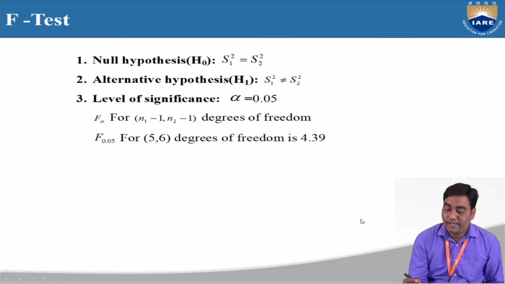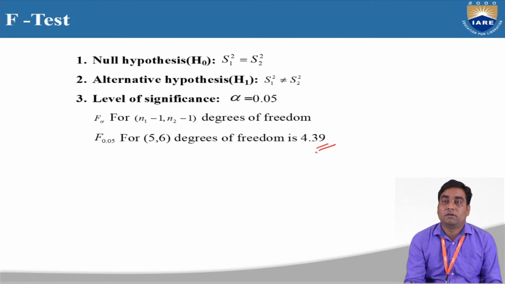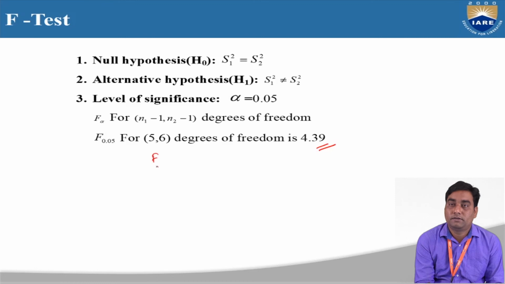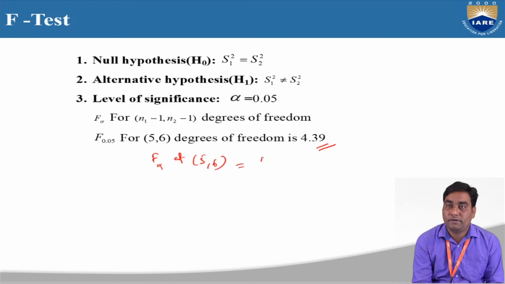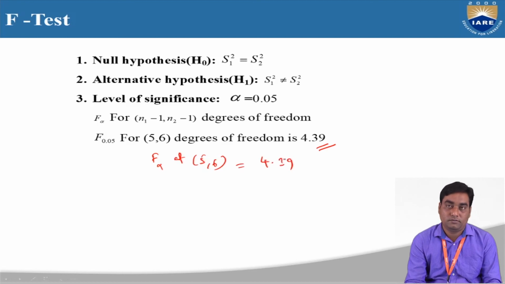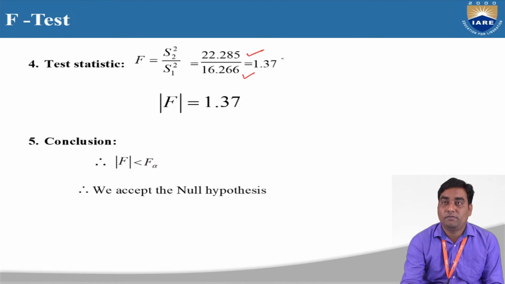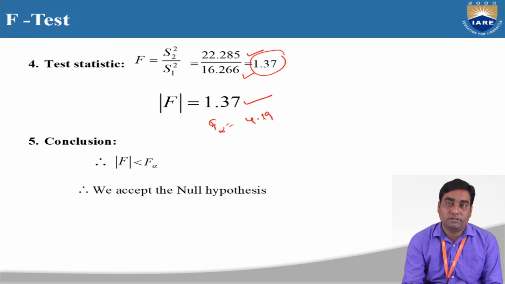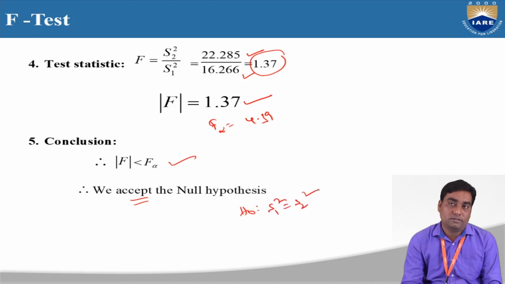That value we have taken here. F alpha at 5, 6 degrees of freedom is 4.39, the tabulated value. So we got 1.37. Mod F we have taken as 1.37, and F alpha we have chosen from the table is 4.39. So mod F is less than F alpha. According to this procedure, we accept the null hypothesis. We are accepting the null hypothesis, which means S1 square equals S2 square.